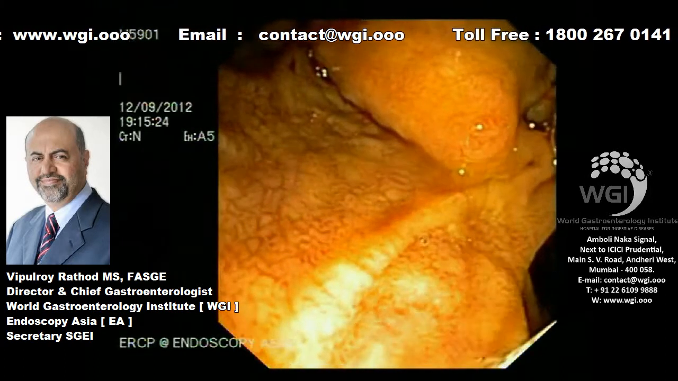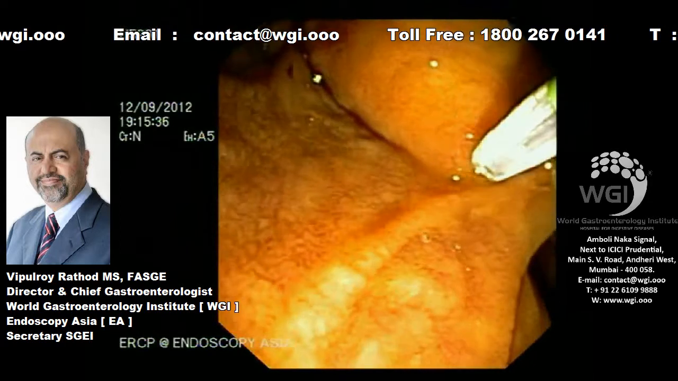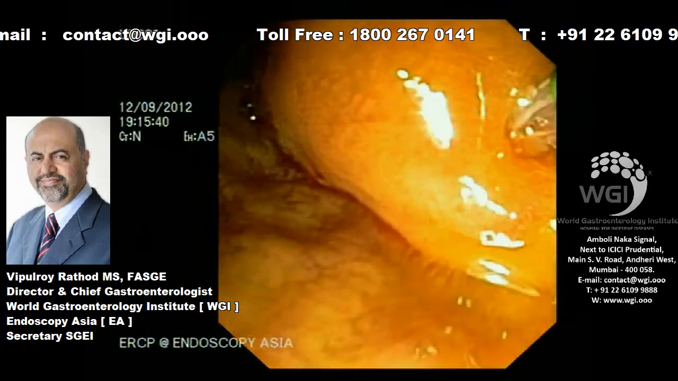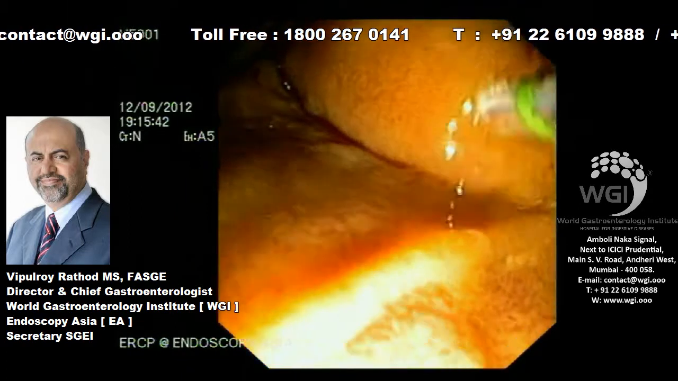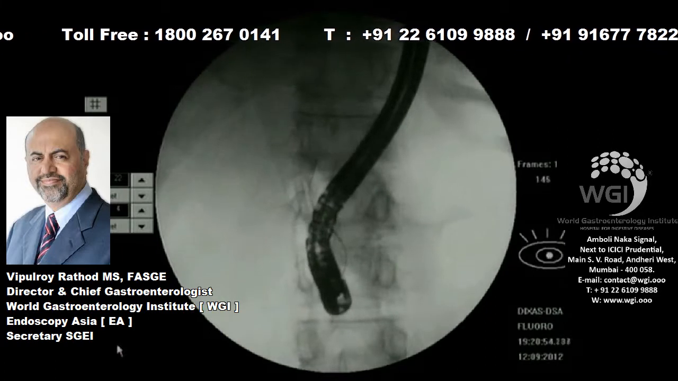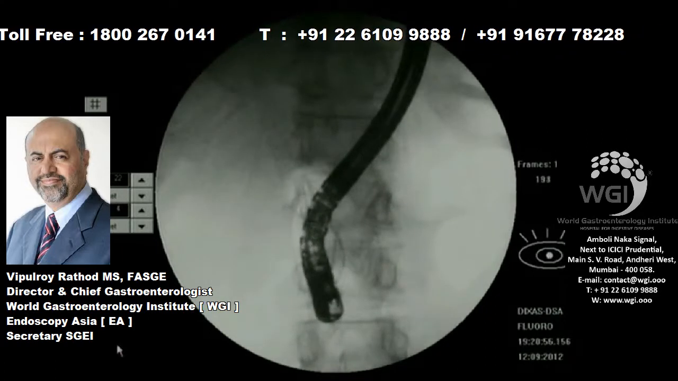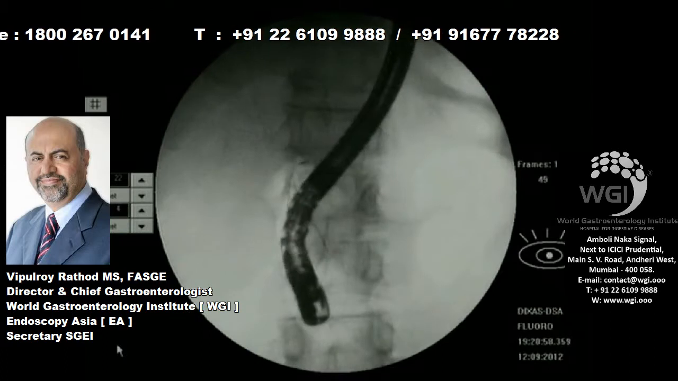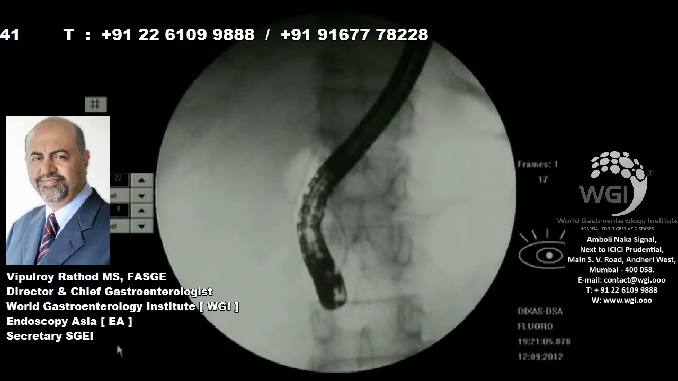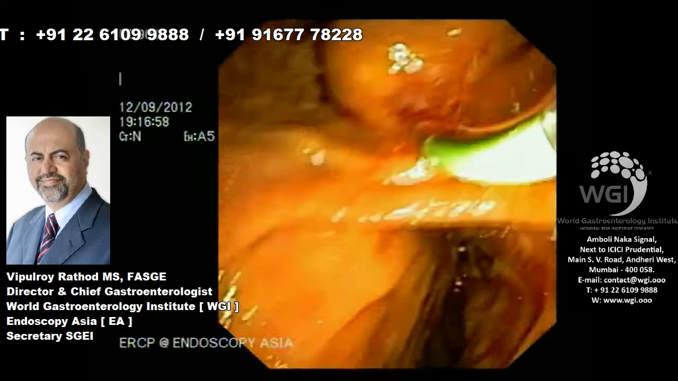Now, whenever we have a very large tumor in the pancreas, there is a chance that you may have deformity of the duodenum leading to a difficult cannulation or selective cannulation of the bile duct. And this is exactly what we were trying to do. It kept on going probably partly into the pancreatic duct, and it was not very easy.